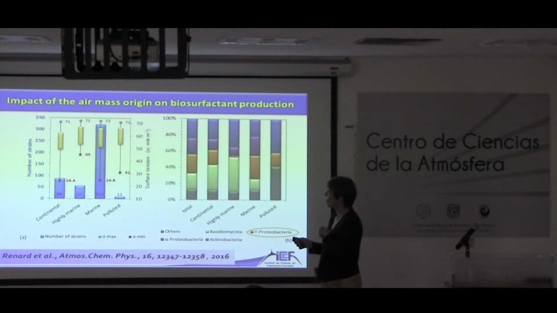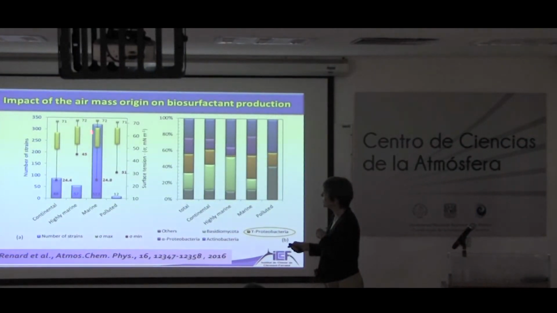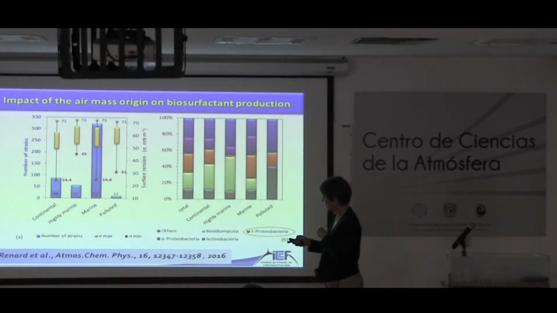So what you have seen here is that we have classified depending on the different origin of the clouds. And here you can see this plot. You can see the minimum values of the surface tension. So they are almost all in the same range, but one is quite different. It is this one.